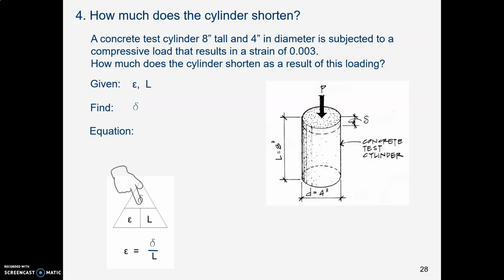So we're trying to find deformation. That means if you're using your triangle method, you would cover up deformation with your finger, and you are left with strain times length. Or, if you like doing math, you could just multiply both sides by L, and you're left with strain times L equals deformation. So there's the form of the equation that we'll use to find how much does it shorten.